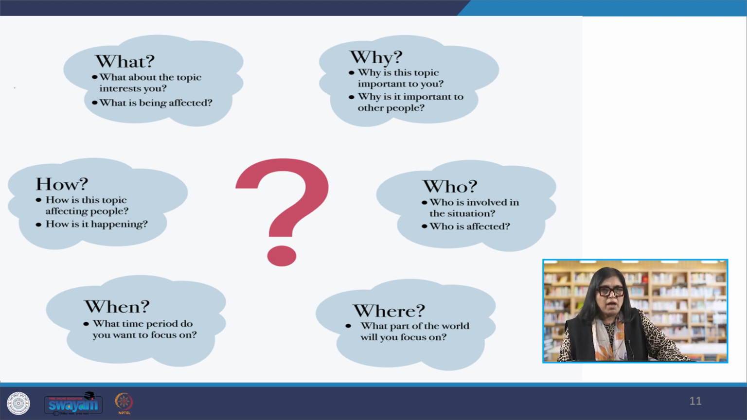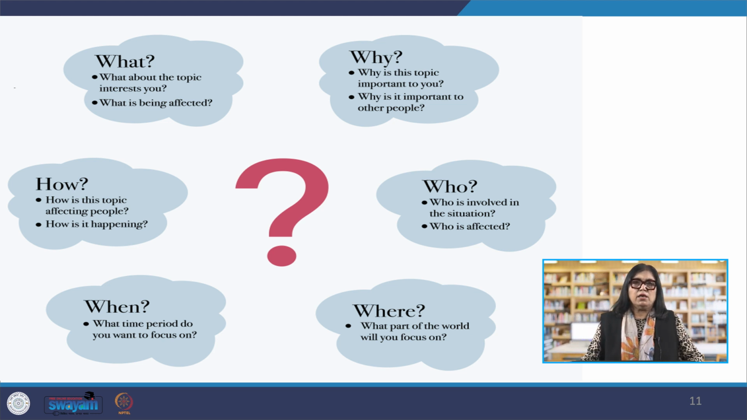Once you have narrowed your research question, you should then test it to determine if it is narrow enough by beginning to research your specific topic.